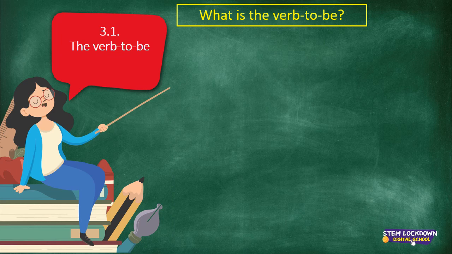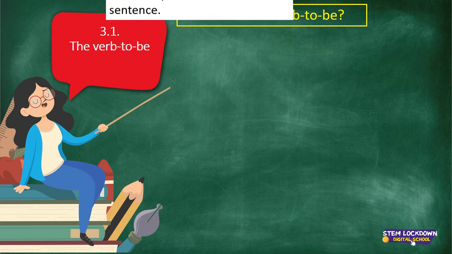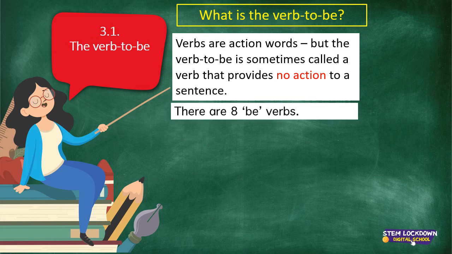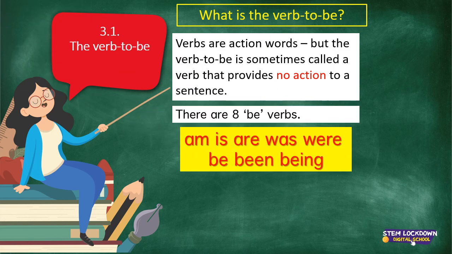Let's go on to our next language concept, the verb to be. What is the verb to be? Have you heard of it before? As you know, verbs are action words, but the verb to be is sometimes called a verb that provides no action to a sentence. There are 8 be verbs.